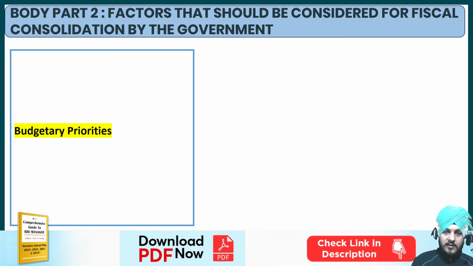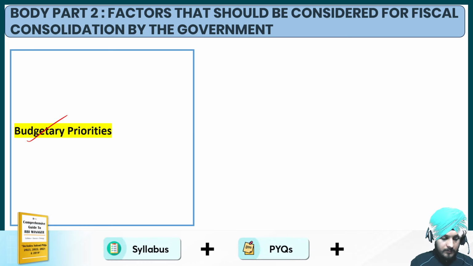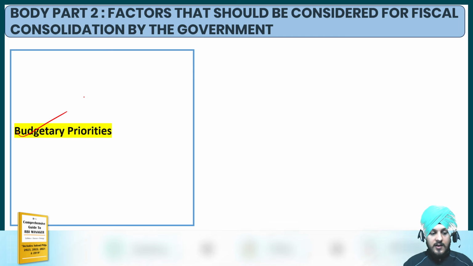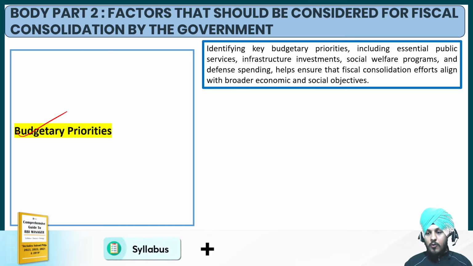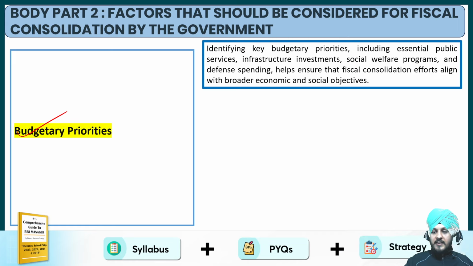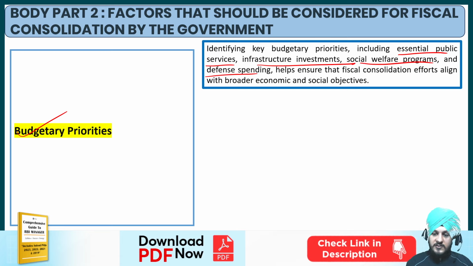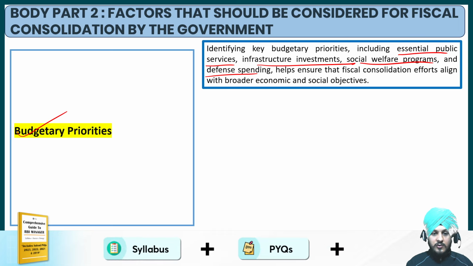The first thing that we need to write is the budgetary priority. The government should prioritize its budget about where it's going to put its expenditure so that it can help the economy in the long run. The government should identify key budgetary priorities such as essential public services, infrastructure investments, social welfare programs, defense spending, etc. These things should be kept in mind as a part of fiscal consolidation to tackle such challenges of fiscal deficit.